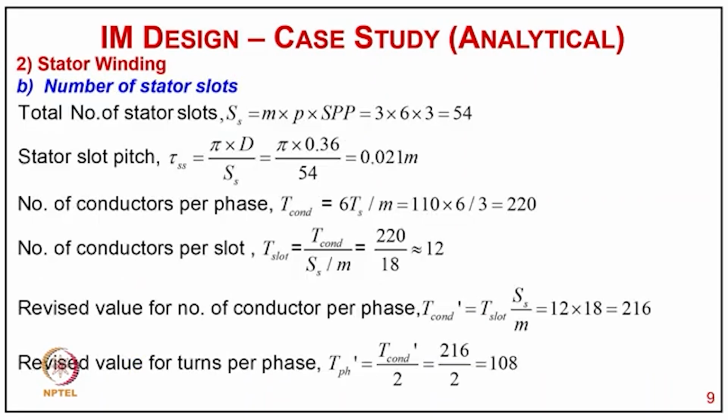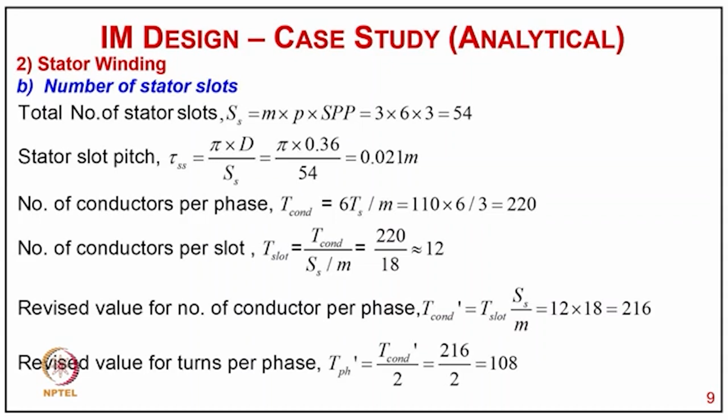Now from this we can find the total number of slots. The total number of stator slots will be the number of phases times the number of poles times the slots per pole per phase. All the parameters are there: the number of phases is 3, the number of poles is 6, and slots per pole per phase is 3, as we have considered. So it comes to 54 slots on the stator of this machine.